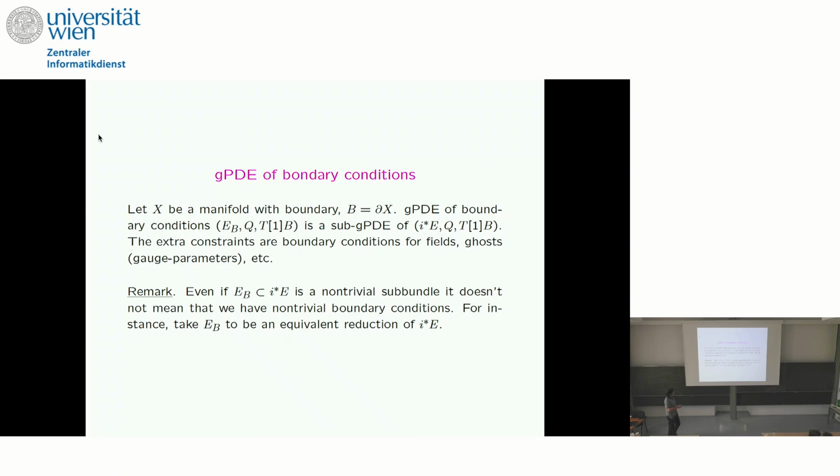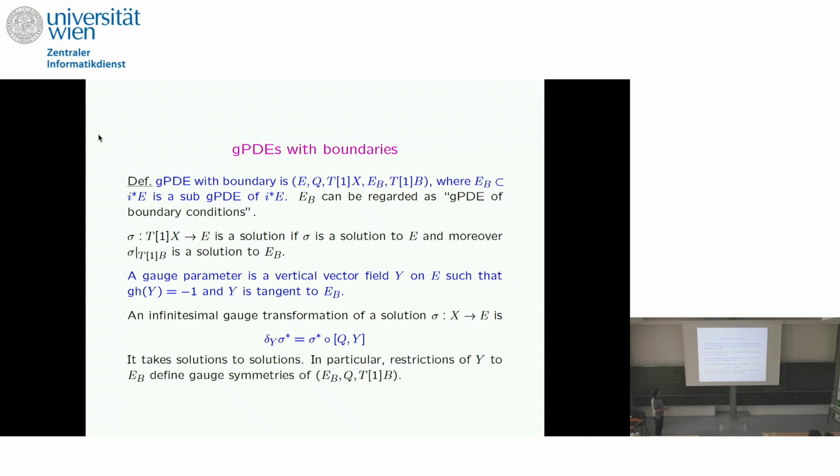But I also need to warn you that although this language looks simple, it's also tricky because everything is defined up to equivalence. For instance, you can think that you impose non-trivial boundary conditions, but this can be just an equivalent reduction. It means that you gauge fix a lot without changing the physics, and it's not genuine. Okay, and now I'm ready to give a formal definition of what is a GPD with boundary.